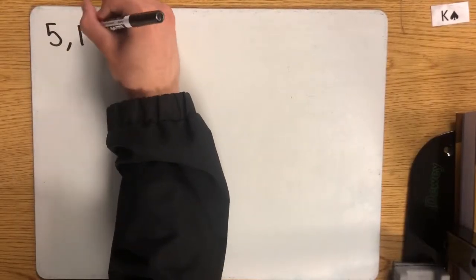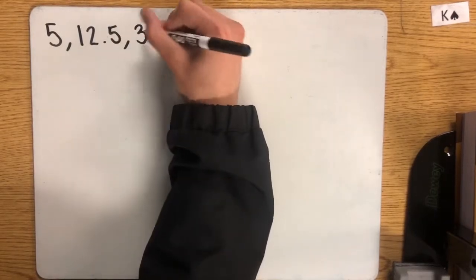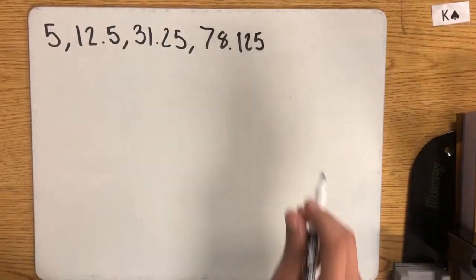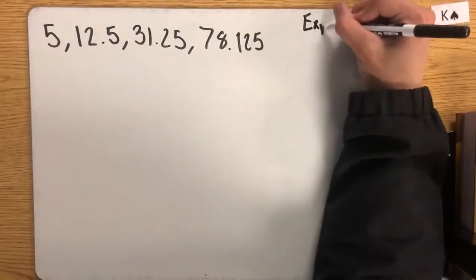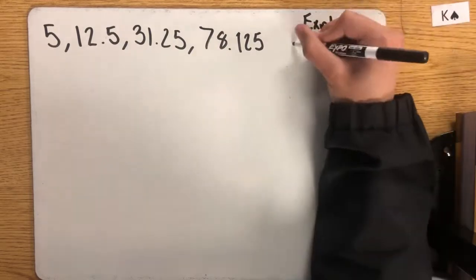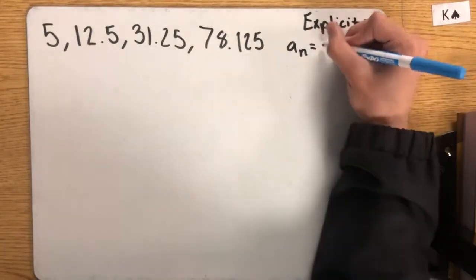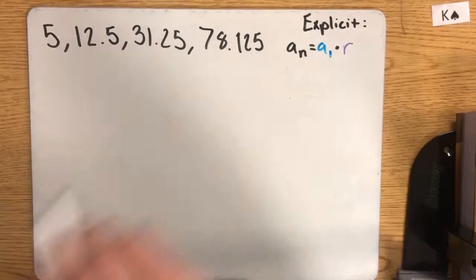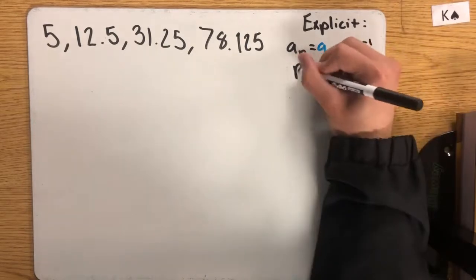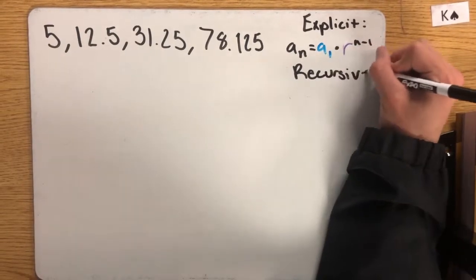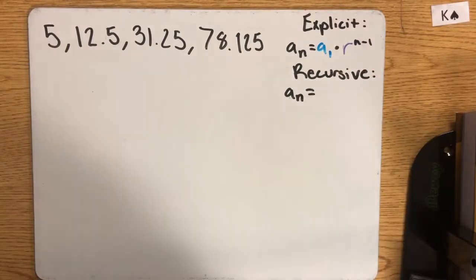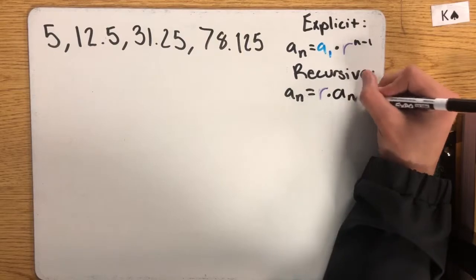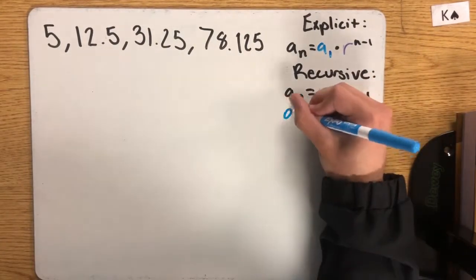Our final geometric sequence is 5, 12.5, 31.25, and 78.125. Our explicit formula will remain the same. A of n equals a of 1 times r to the power of n minus 1. Our recursive formula will remain the same as well. A of n equals r times a of n minus 1, where a of 1 equals the first term.